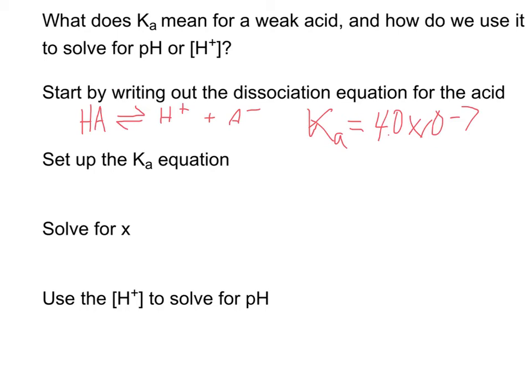Okay. So for the setting up of the Ka equation, we know that it equals 4.0 times 10 to the negative 7. So it's going to be the concentration of a hydrogen ion times the concentration of the generic anion divided by the undissociated weak acid. And then we're going to plug in our values for things. And this is where things get a little tricky.